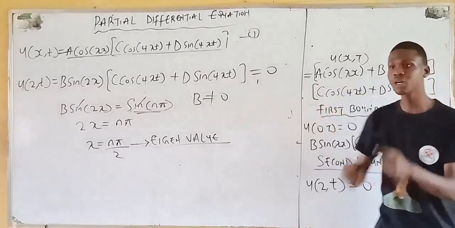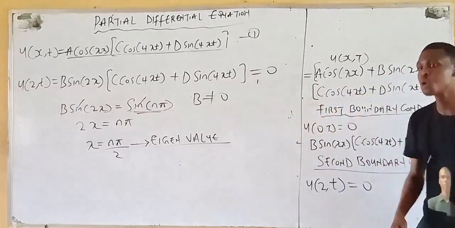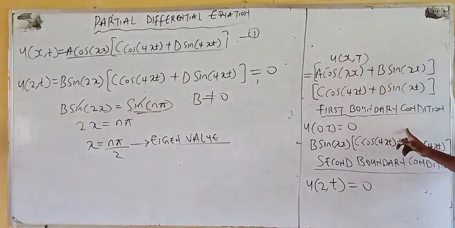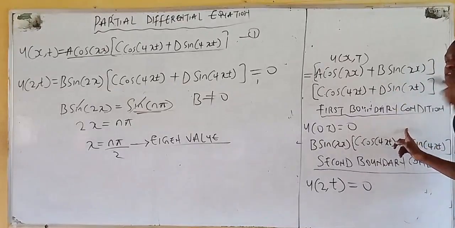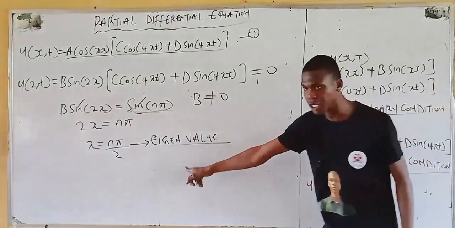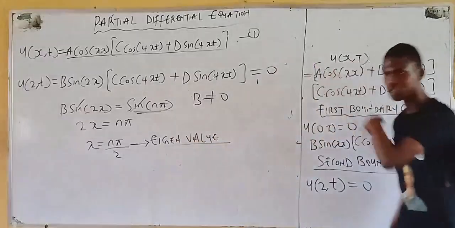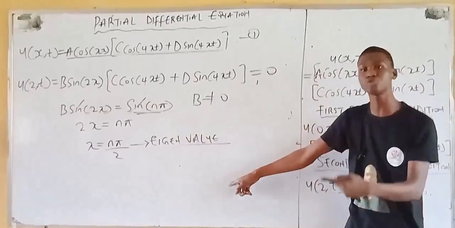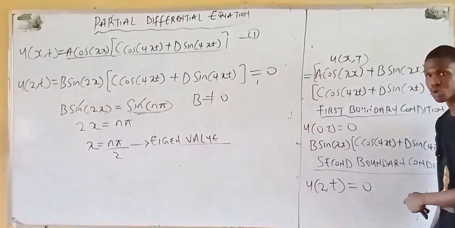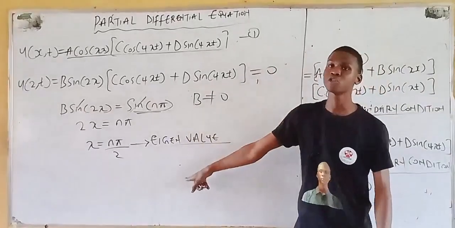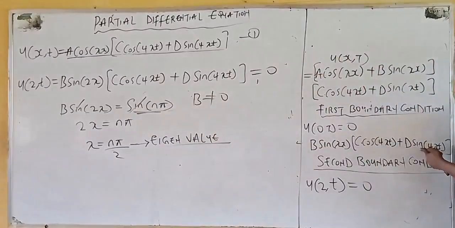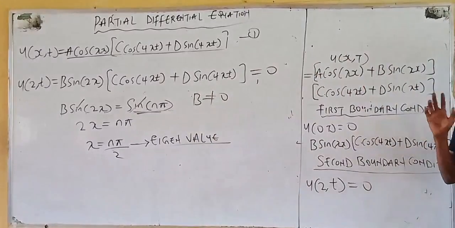Same stage. Initially when we got A equals 0, we substituted back into the original equation and we got this. Normally I would have gotten B, but we said B can't be equal to 0, so we got the eigenvalue. Had it been B that we got, we would have substituted it back also, but in this case we got the eigenvalue. So substitute the eigenvalue back into this equation.